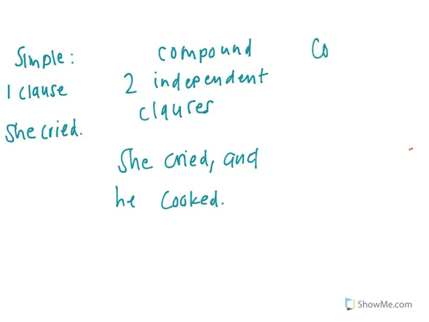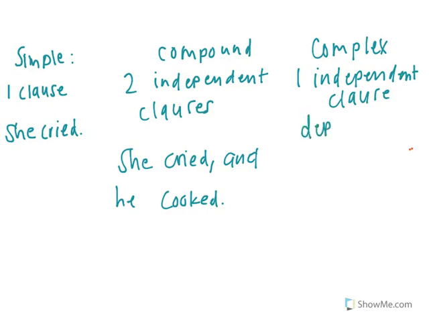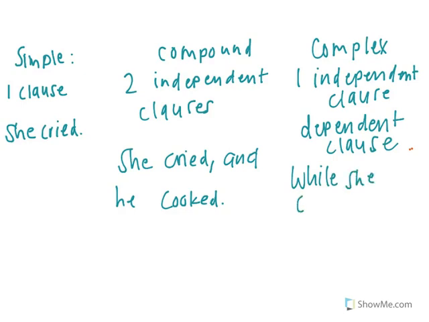Now we have our new sentence structure, complex, and that is one independent clause and at least one dependent clause. So an example of that might be, while she cried, he cooked. So that's just a quick run through of exactly what we're looking at in sentence structures and what you should be looking for when you're trying to label them in your homework.